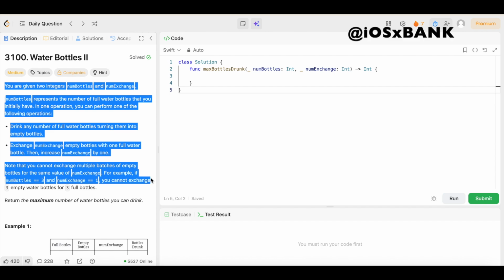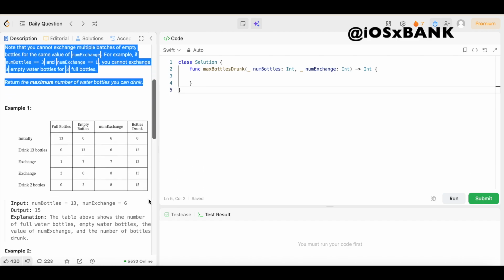For example, if numBottles equals 3 and numExchange equals 1, you cannot exchange 3 empty water bottles for 3 full bottles. Return the maximum number of water bottles you can drink. All right, y'all, so that may seem a little bit confusing at first, so let's go ahead and take a look at these examples just to make sure that we are doing this problem correctly.